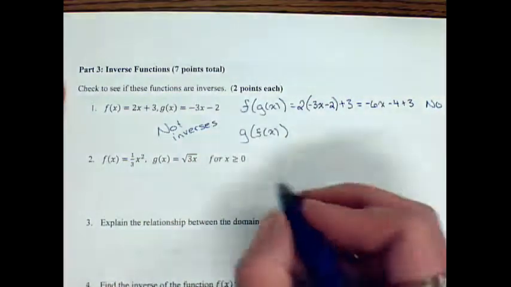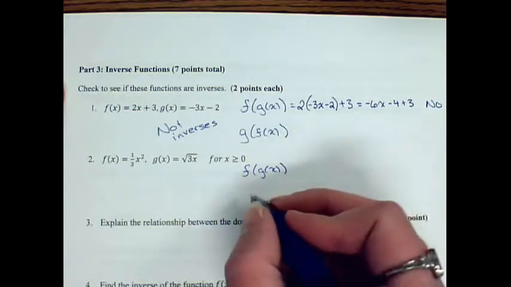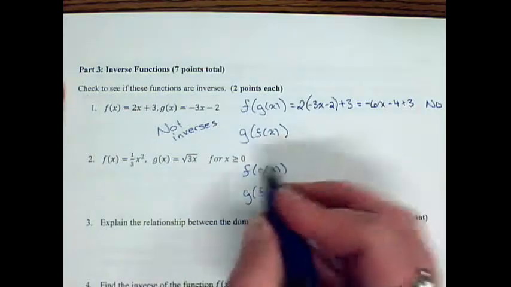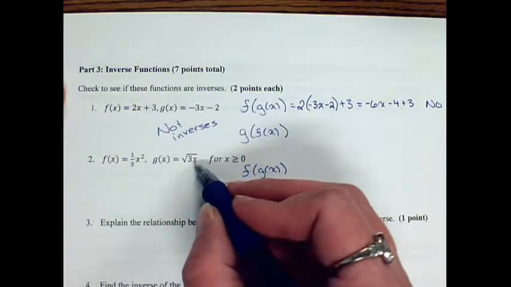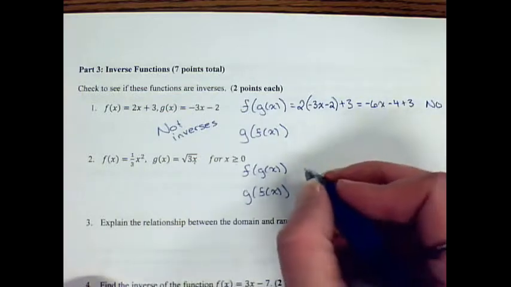Let's try the next one. We're going to take f of g of x and then g of f of x. Now, do you wonder why it says x has got to be greater than or equal to 0 here? Look at that. Remember square roots? Anything under a square root cannot be negative.